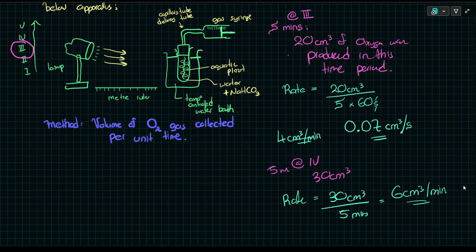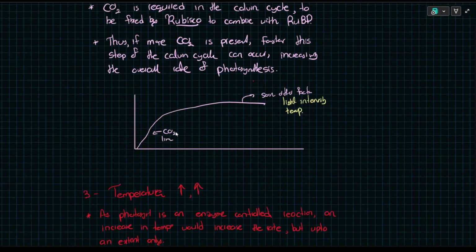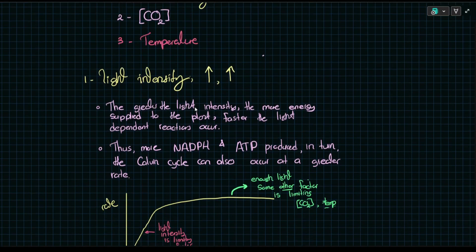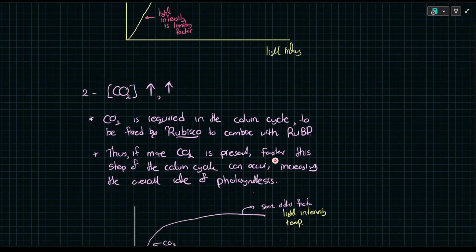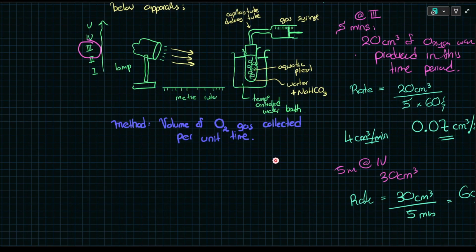Now, are these results concordant? Are these results cohesive with what we talked about? Let's see. Let's go to light intensity. Right. Now, if light intensity increases, we concluded that the rate of photosynthesis has to increase as well. Has that happened? I think it has, right?